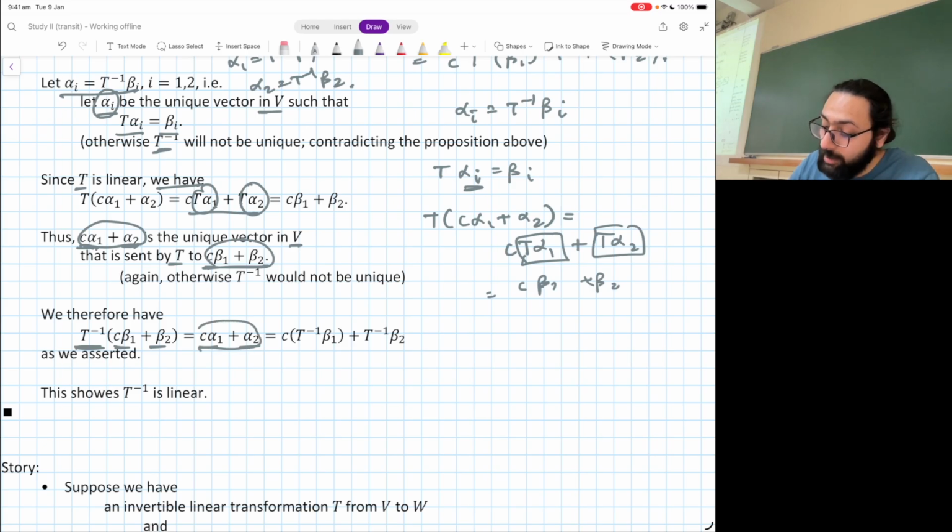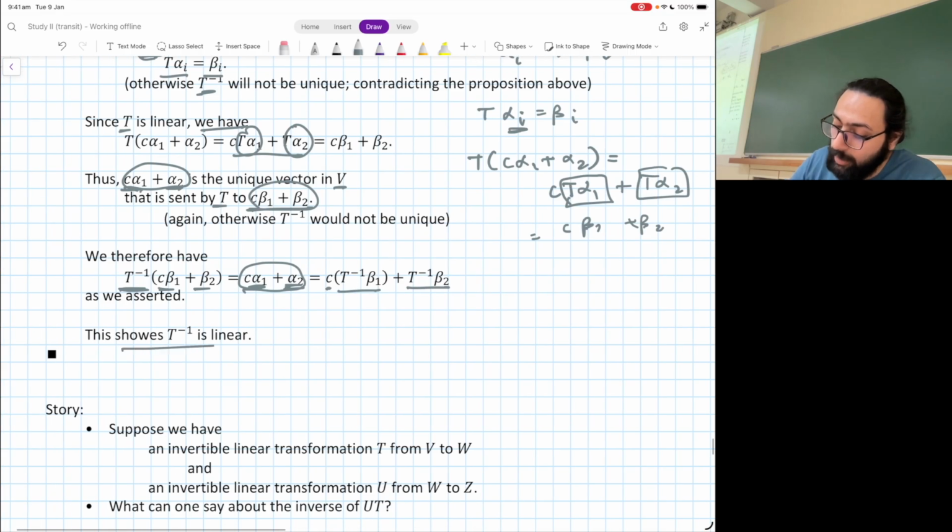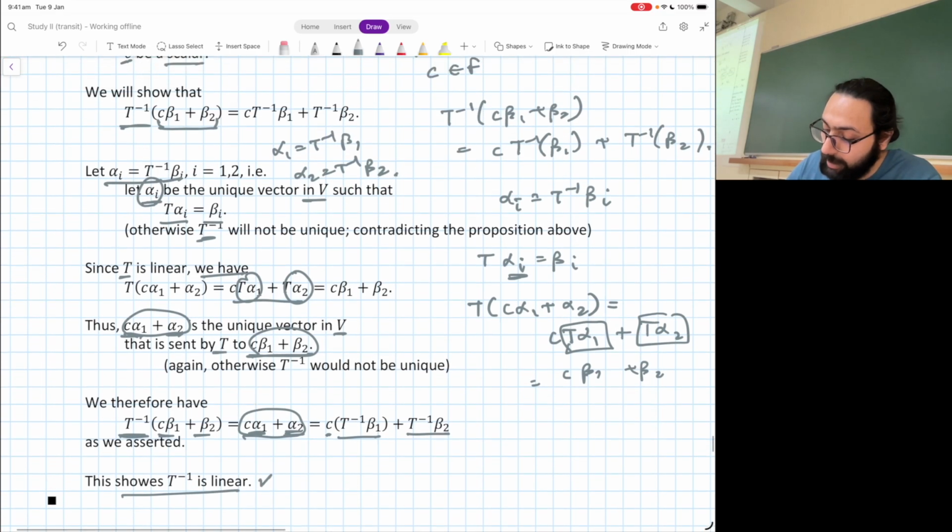And what is this object itself? It is alpha 1 and alpha 2, where one can replace C T inverse beta 1 and C T inverse beta 2, just from the definition. But that's exactly what we wanted to argue: that when you apply T inverse to this linear combination, it would give you the corresponding combination. Is it okay? Fantastic. So this establishes that T inverse is linear.